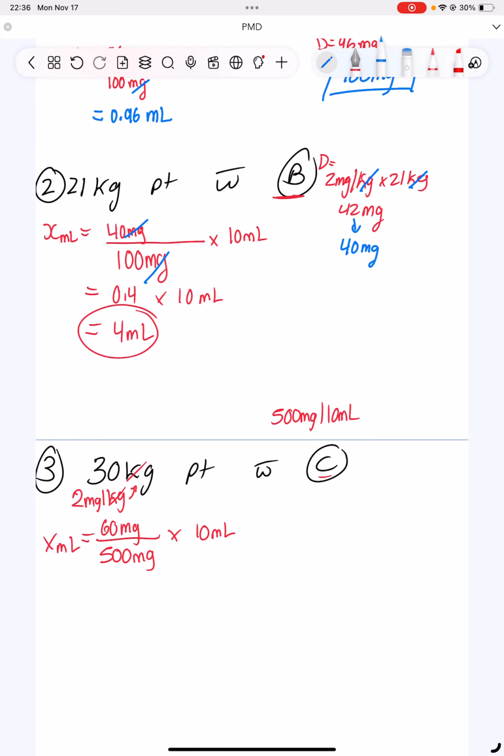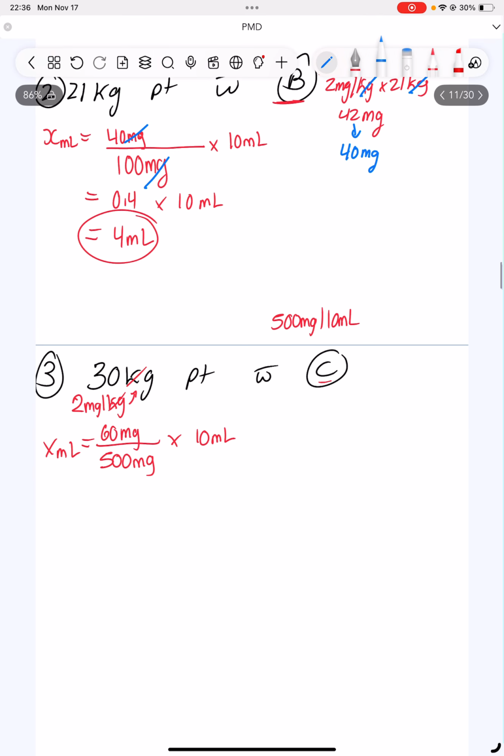And I think there's a couple ways you can go at this. You can go 60 divided by 500. I don't like that. So you could use a calculator and find out that it's 0.12. Or you could multiply the 10 milliliters in first, and that would give you 600 milligrams over 500 milligrams, which goes in one time and a fifth time. One time would leave us with 100 milligrams left over.